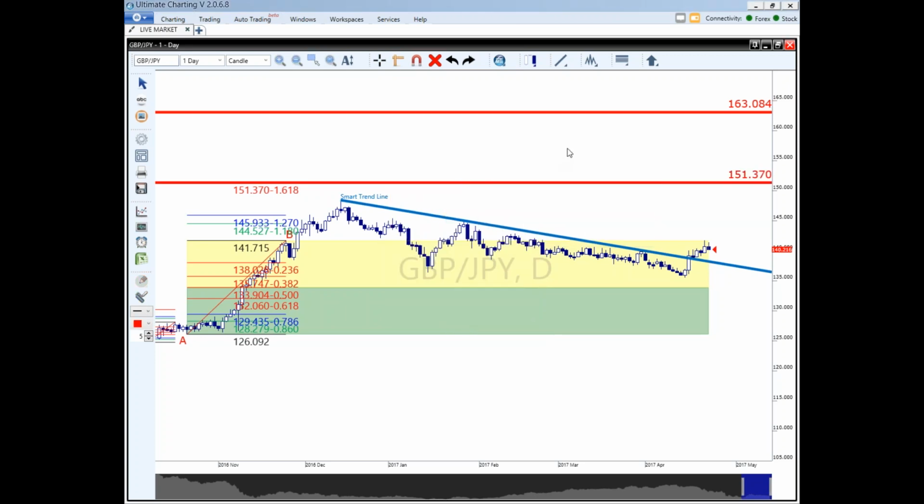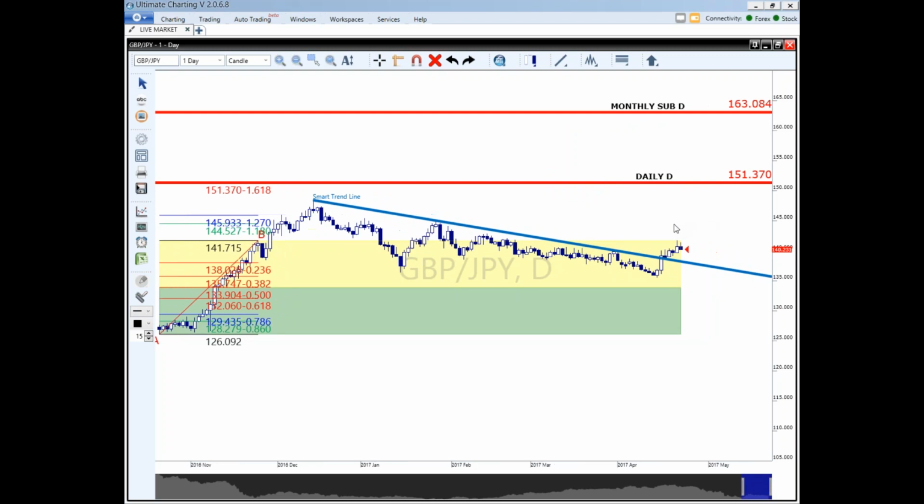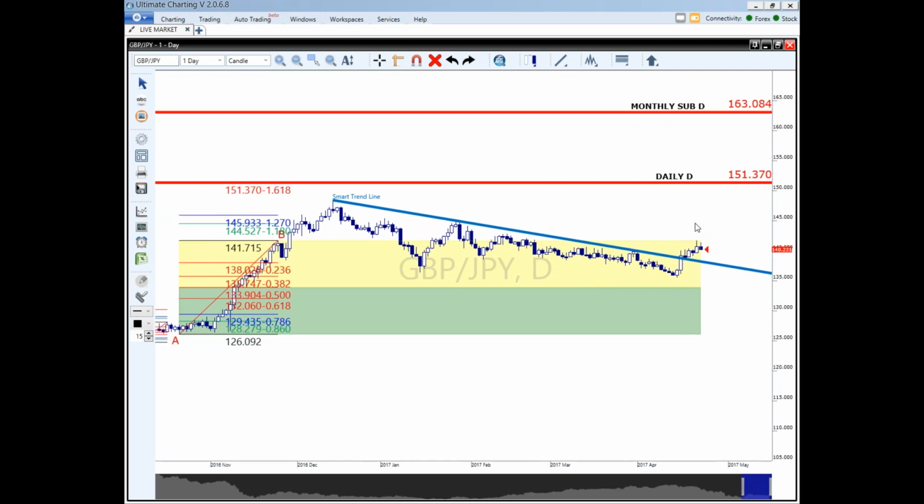1.618 is the D extension. So what we see here is we see our monthly sub D, and here we have our daily D right here. So what we're looking at here is AB boundary, C pullback, rally, retrace, extend, trendline break. If you have this information here so far, take a screenshot, let me know, and then we'll go ahead and break this down to the 1 hour time frame.